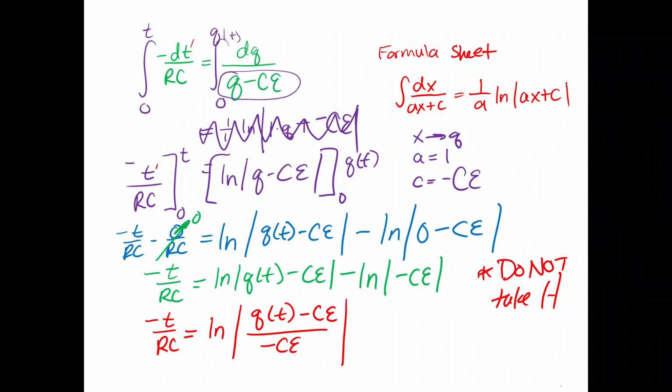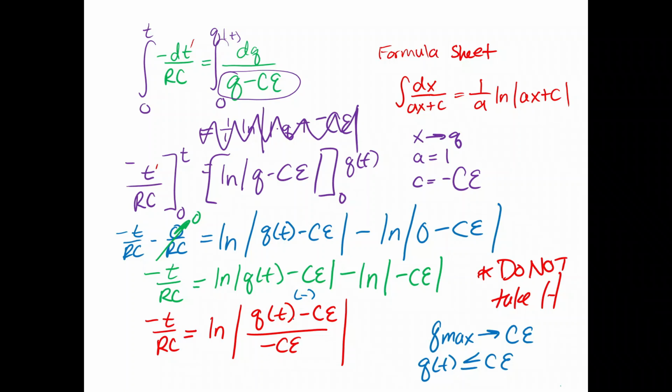Now, remember a little bit earlier that I told you that CE was special? Q max for a simple series circuit is actually CE. So our Q of T is always less than or equal to CE. So when you look at this natural log, you can only remove the absolute value if your whole term is positive. So this is why you can't take that absolute value earlier, because Q of T minus CE will always be a negative term or it will be 0.